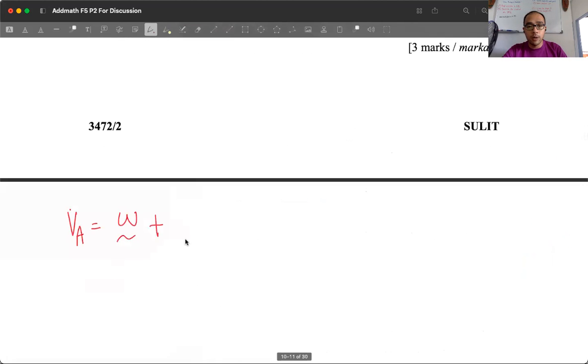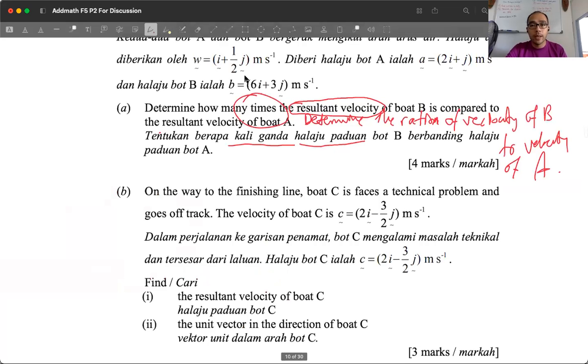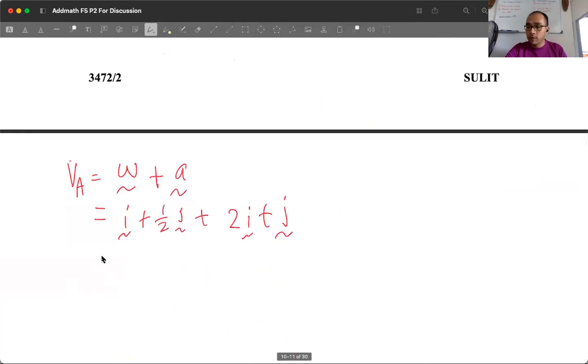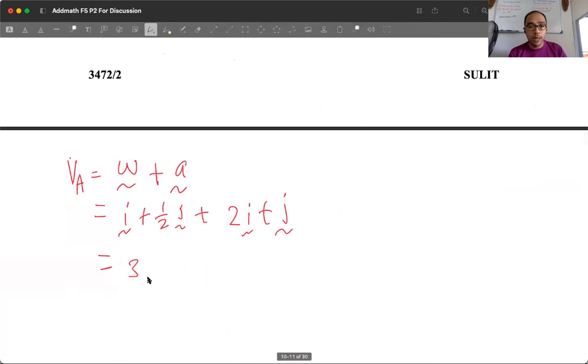Okay, velocity of A. So this will give me I plus half J plus 2I plus J. Okay, I plus half J comes from here, 2I plus J comes from A. So my resultant velocity will be 3I plus, half plus 1 is 3 over 2 J.